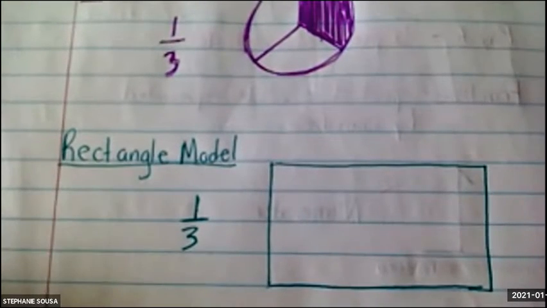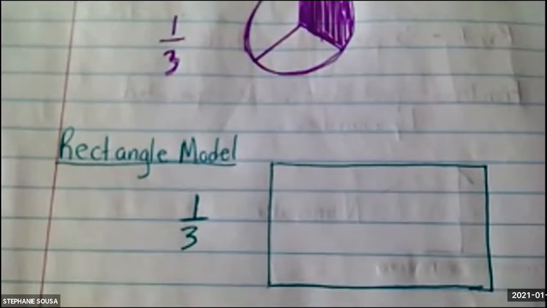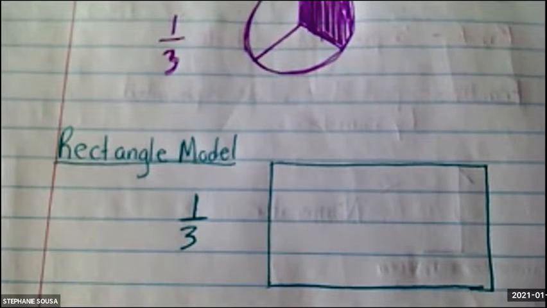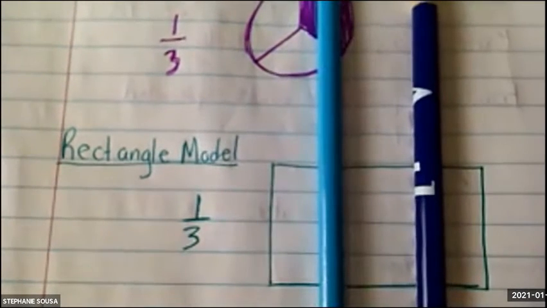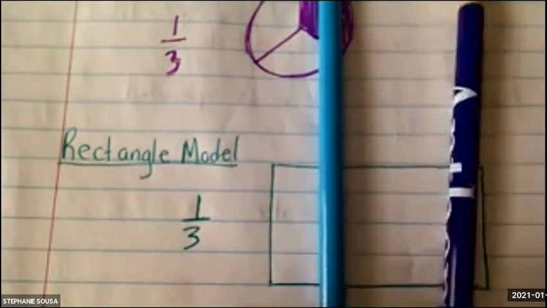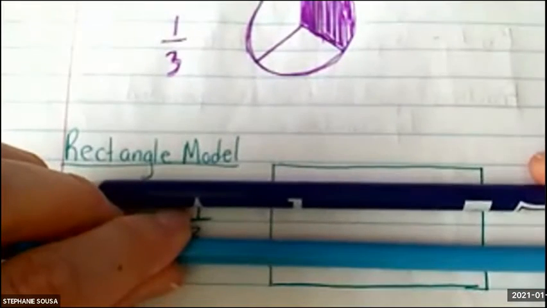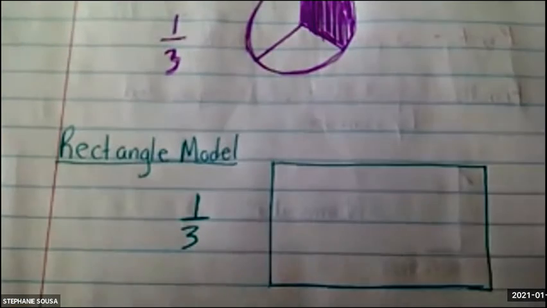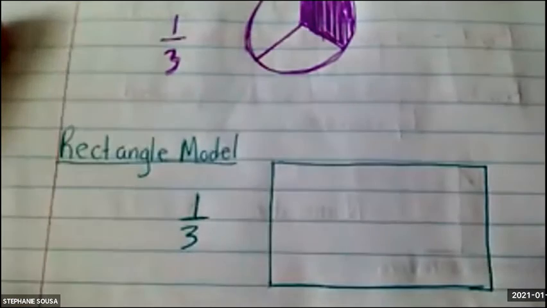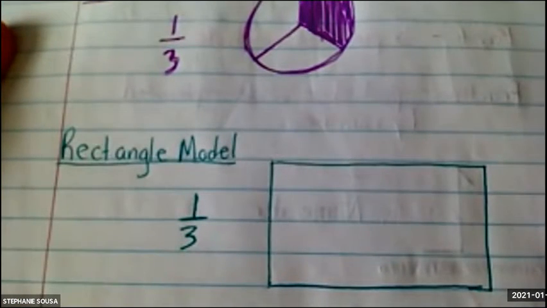Alrighty, so for a rectangle, there are several different ways we can make thirds. We could make thirds by taking our lines and going, let me grab some straighter lines here, going straight up and down like this. We could also make thirds going straight across like this. Either way, the important thing is that your pieces are equal, even, fair, okay?